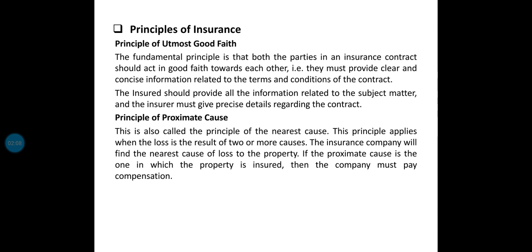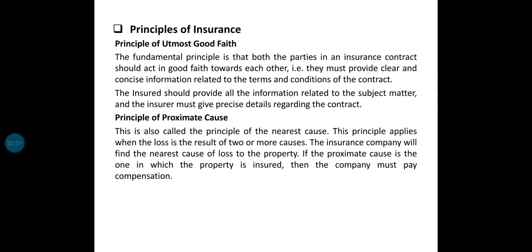The following principle is the principle of insurable interest. This principle says that the individual or the insured must have an insurable interest in the subject matter, which means that the subject matter for which the individual enters the insurance contract must provide some financial gain, or lead to financial losses if there is any damage, destruction, or any loss.